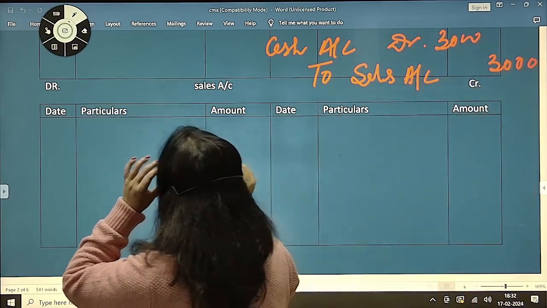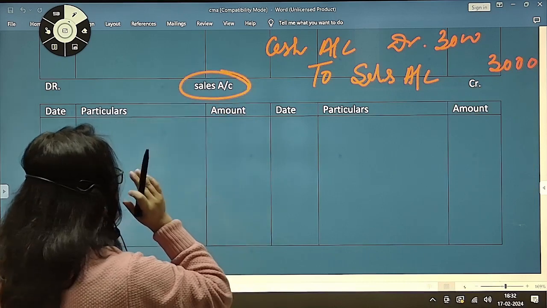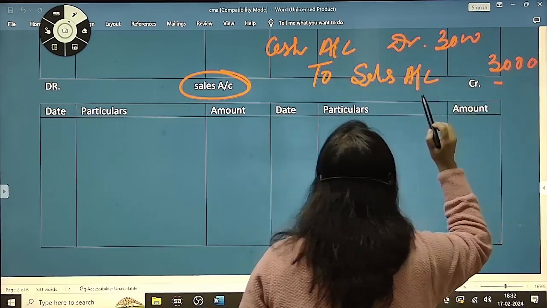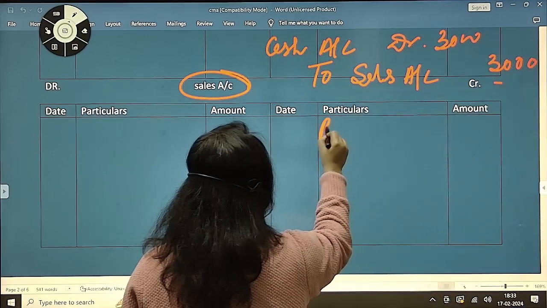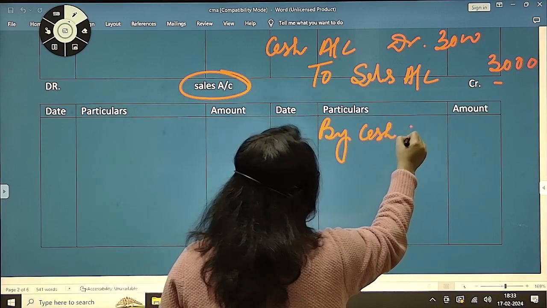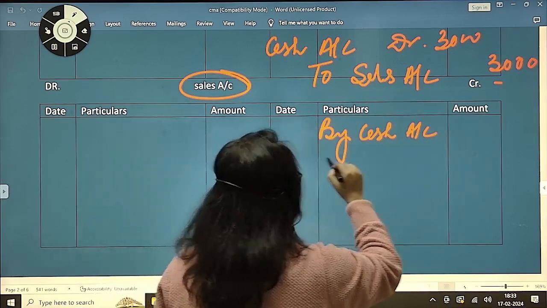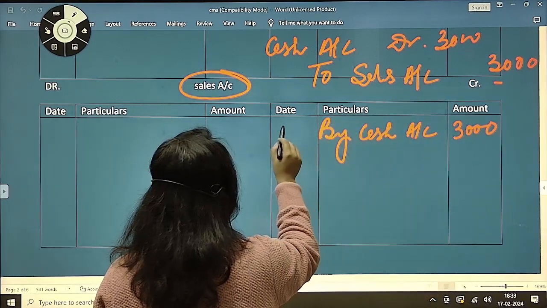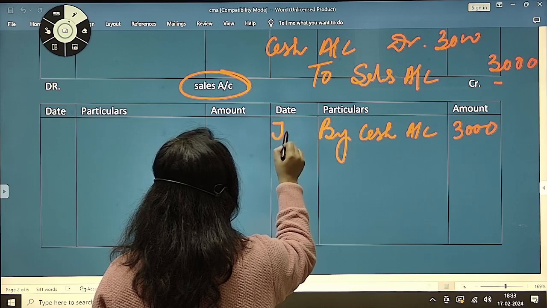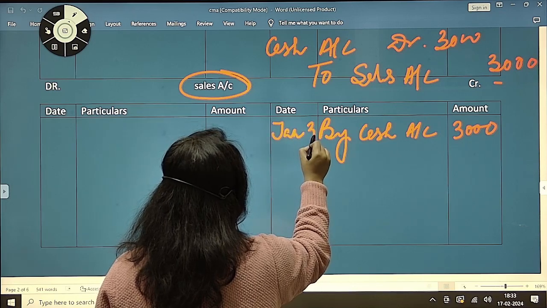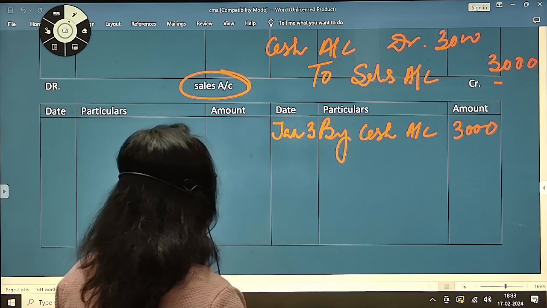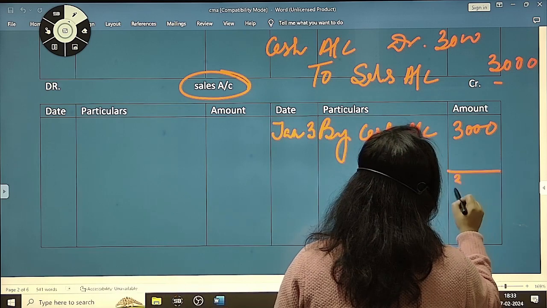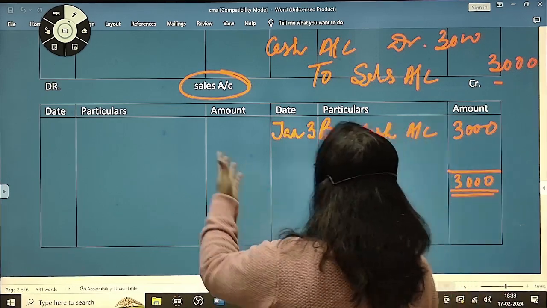So now we will prepare sales account. Here you can see sales is credit. Sales is credit to sales account. So we will write in the credit side by cash account. How much will we write? 3,000. This is your January 3. So only one entry. Here we are getting 3,000, and this side it is 0.